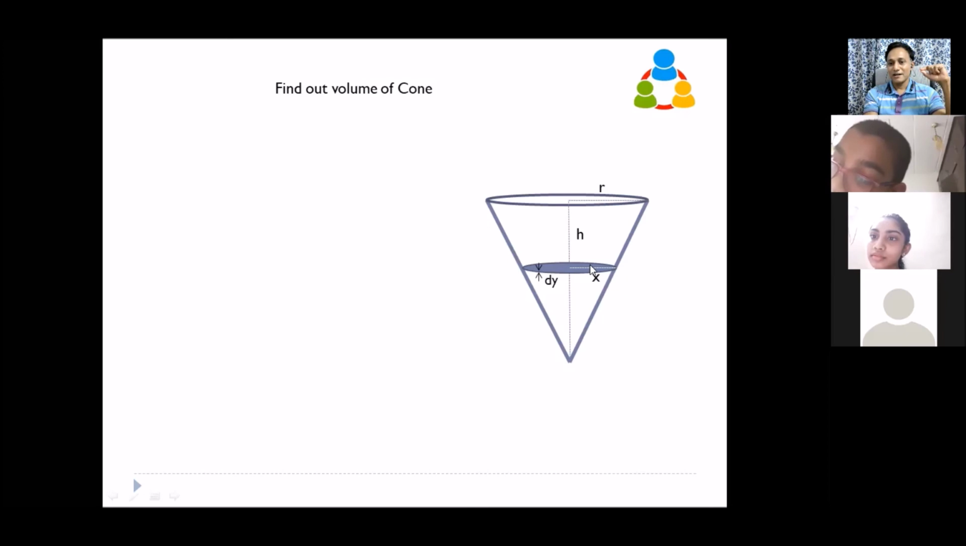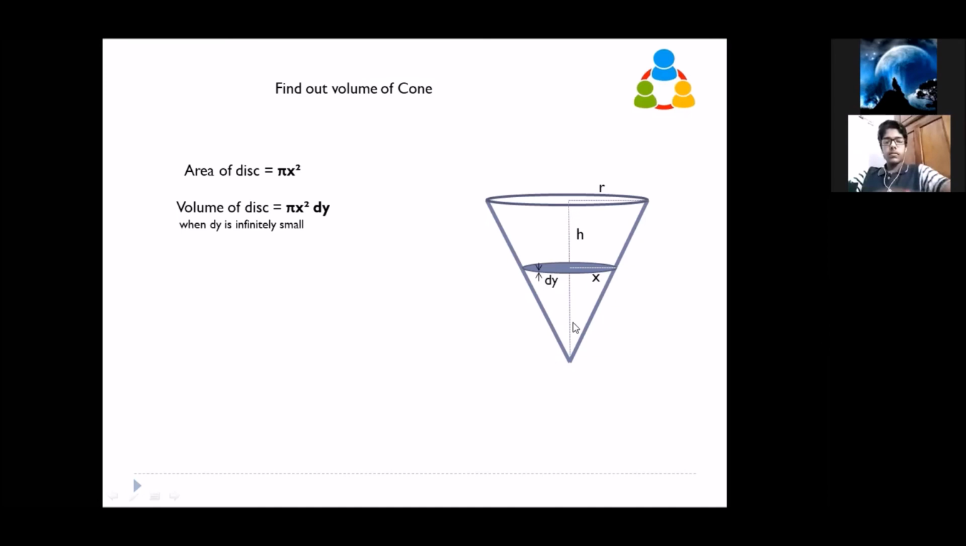the radius, we can take this as pi x square into this one. Pi x square is the area, into dy, as the volume of this disk. Previously, instead of dy, we used to take 1. Now we can't do it here. Do you get this?